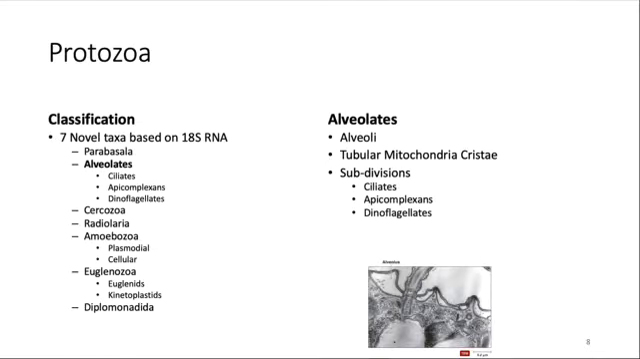There are a number of subdivisions. You have the ciliates, the apicomplexans, and the dinoflagellates. So this is a presentation of an alveolus, in terms of singular.